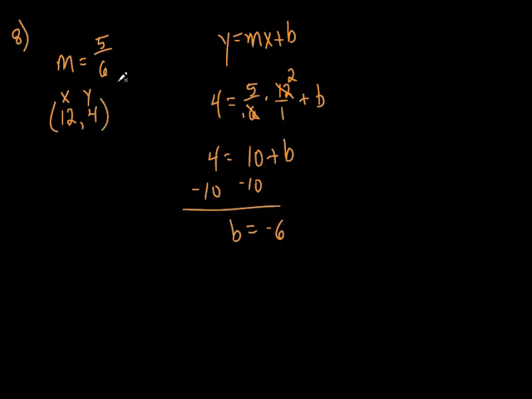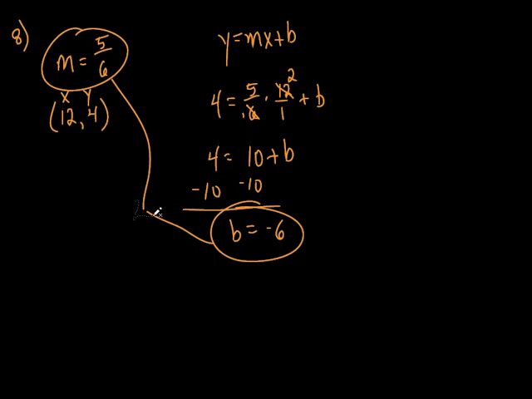So now we're ready to go. I know my slope. I know my y-intercept. Now I just put those two things together to get what? y equals 5/6x minus 6. Now, can you put plus negative 6? Yes, you can. But should you? No, you should not. You should not put plus negative 6.